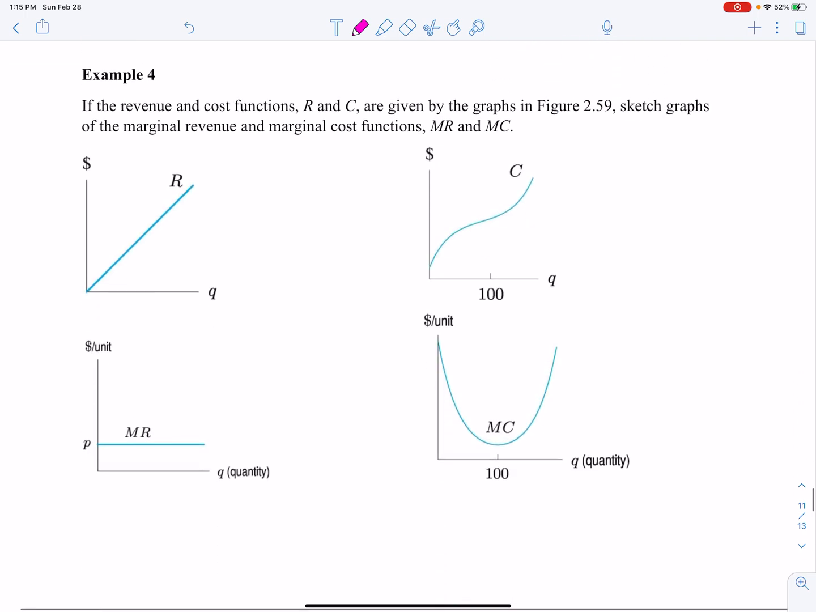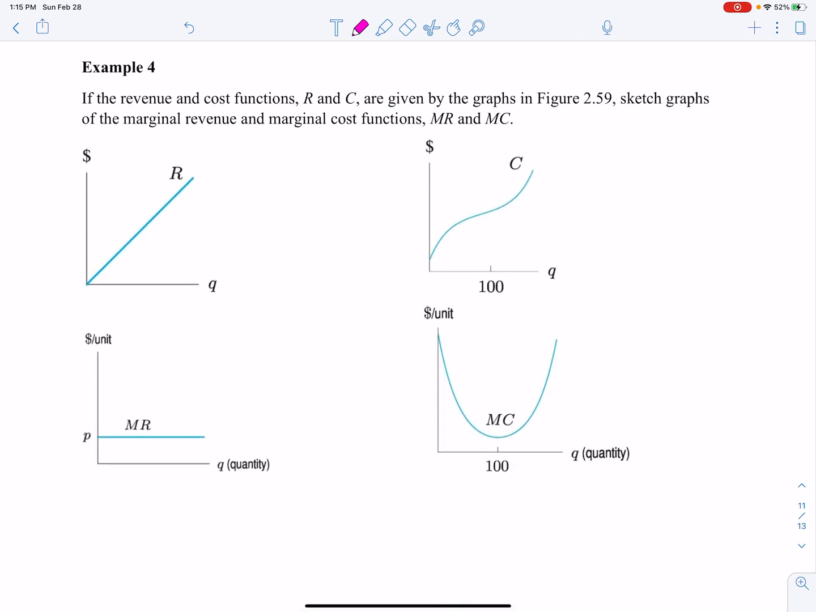All right, example 4. If the revenue and cost functions are given by the graphs below, sketch graphs of the marginal revenue and marginal cost functions. All right, so they already did it here, but let's analyze it, right? So this is the revenue. It's a straight line, so it has a constant increase. In other words, no matter where we draw a tangent line to that curve, it's always going to be the same line, a straight line with the same slope.